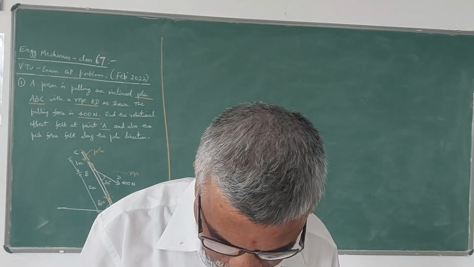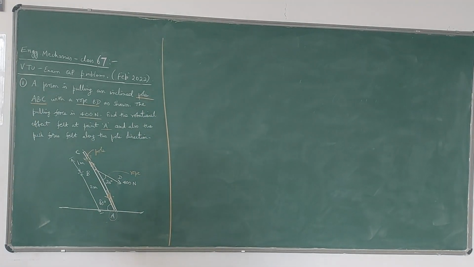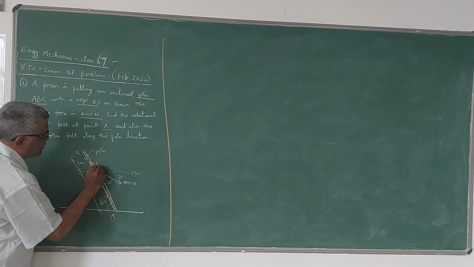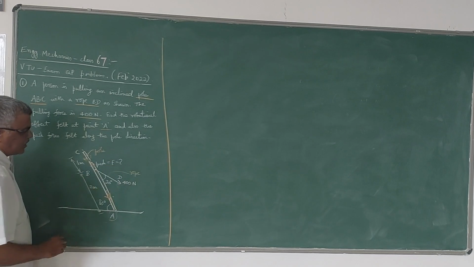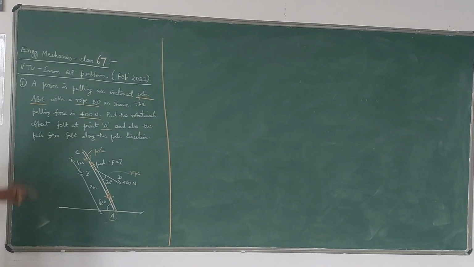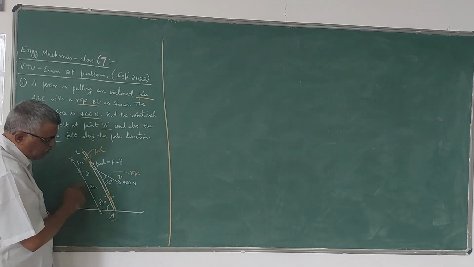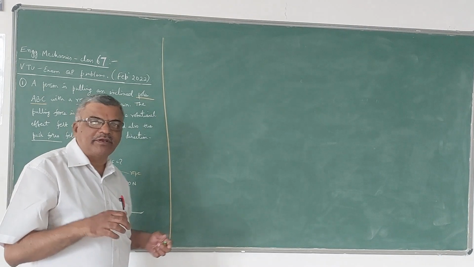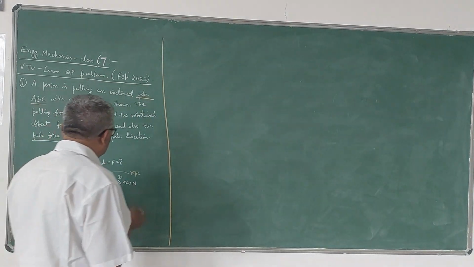Now, here, what is this push force? This we have to calculate. So I will call this push force as F. So there are two things asked in this problem. One is the rotational effect of this 400 Newton force about the point A. Rotational effect means it is nothing but the moment, the moment of the force about the point A.